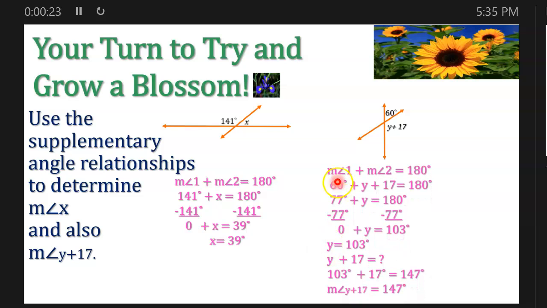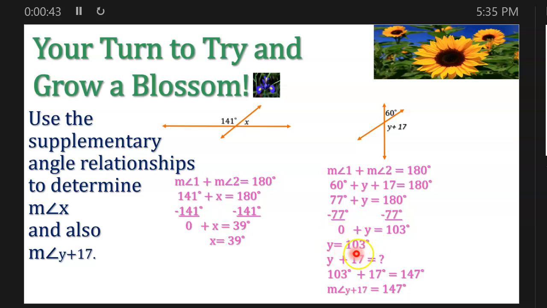Right? For the second problem, we have the measure of angle 1 plus the measure of angle 2 equals 180. The first angle was 60. The second angle, I made y plus 17. And then we combined our like terms. 17 and 60 makes us 77. Subtract your 77 from both sides, and y ends up being 103.